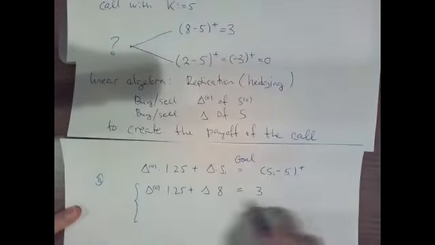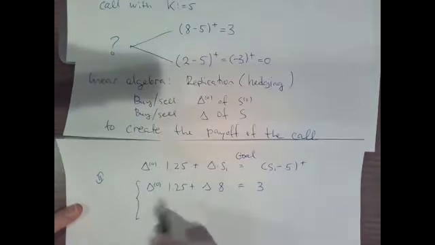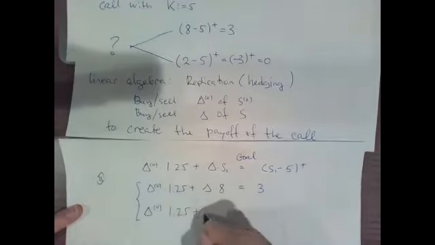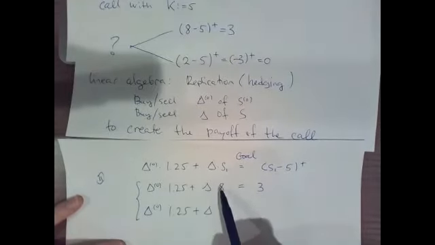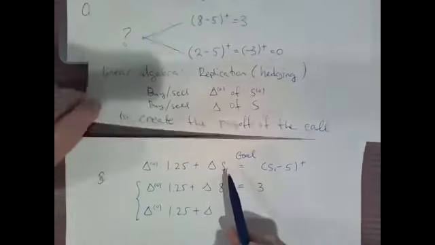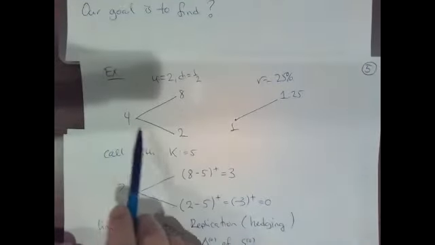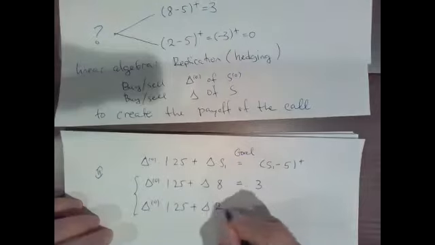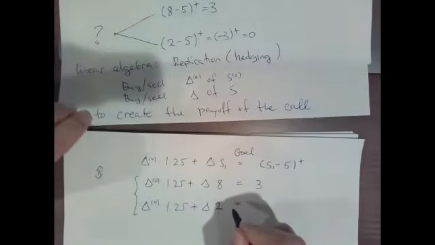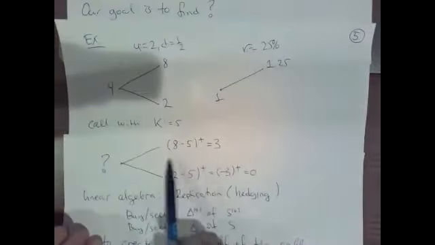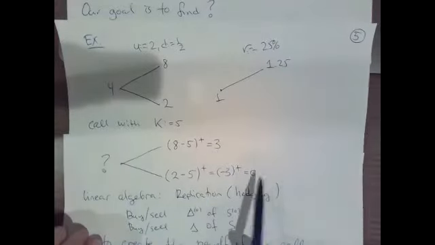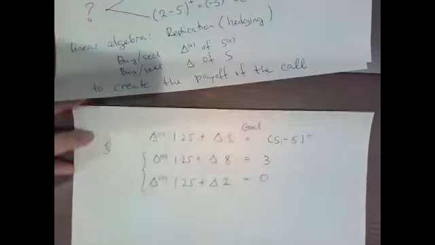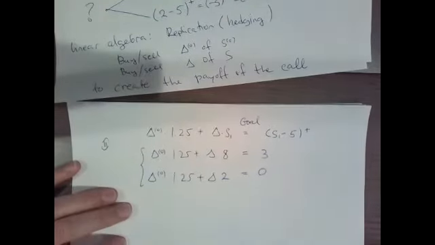Okay, and then we replicate the equation here downstairs. So this is delta 0 times 1.25 plus delta. Now what was the stock in the downstairs? S1 in the downstairs was, instead of 8, it's going to be 2. And what about the call? Well, instead of 3, it's going to be 0. So those are my replicating equations.